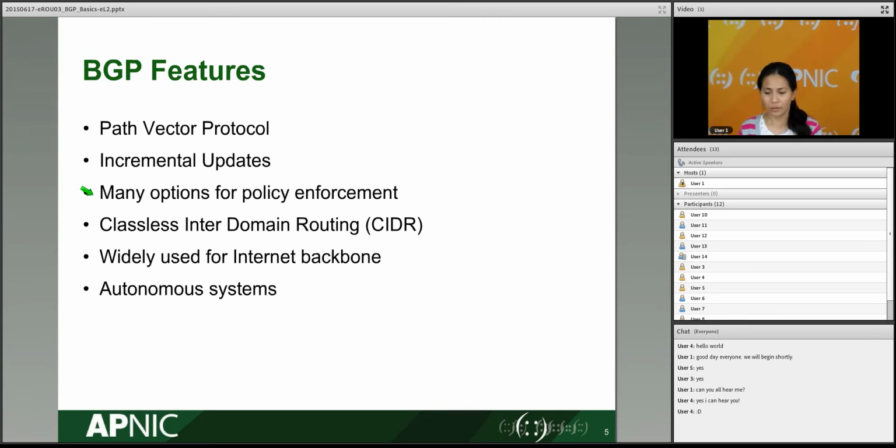There are many options for policy enforcement. This is because you use BGP normally at the border. One of the main features of BGP is its ability to control incoming and outgoing information. It is implemented in your border routers. I've mentioned BGP speakers. You'll have at least one BGP speaker sitting at the border of your network. We call it a border router.